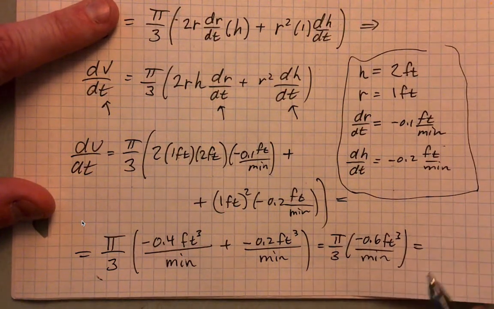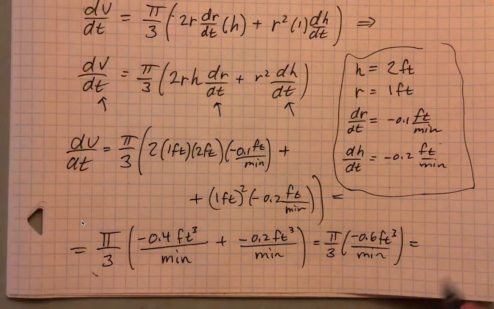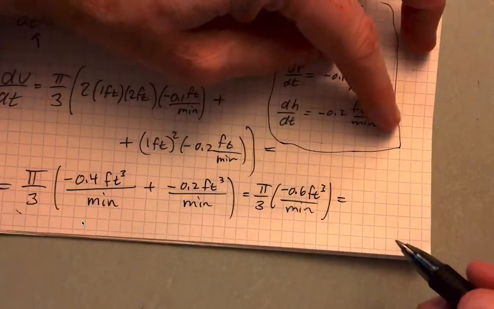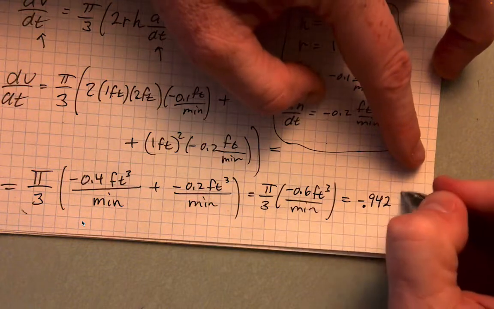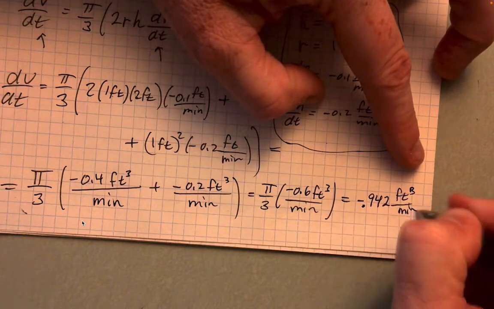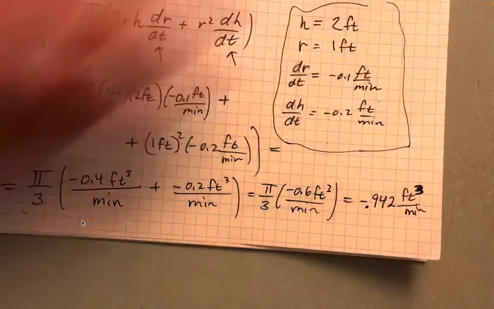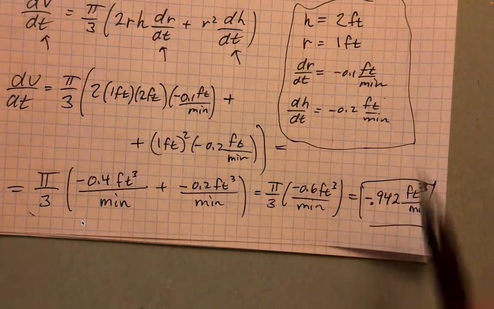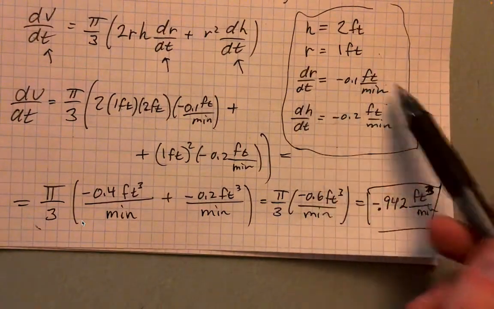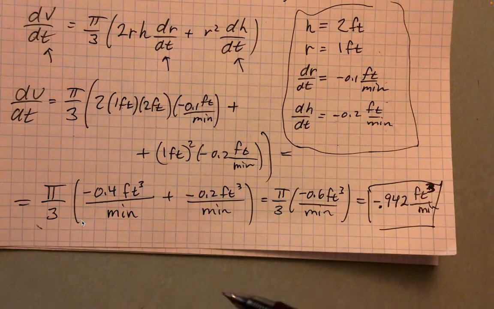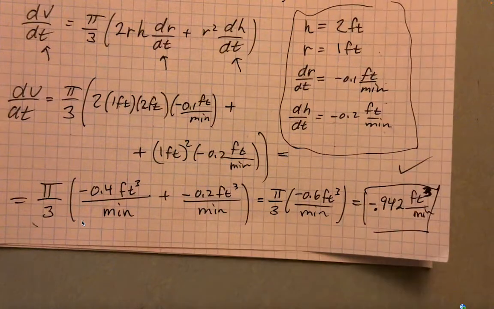And of course you can multiply that out. And ultimately, when you do that, you get negative 0.942 cubic feet per minute. That's a 3, not a B. Of course, this rate here is based on an assumption regarding how quickly the water level's changing. So given the way that the water level's changing, can you calculate the rate of change of the volume? Yes. Okay, so there we go. First example of related rates.